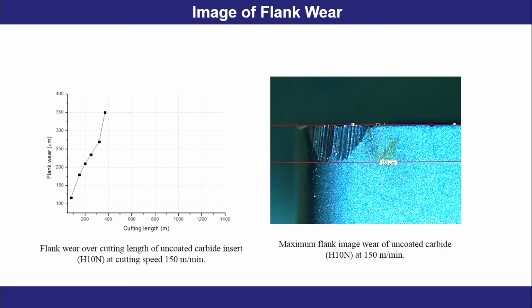Again, this is a microscopic view of a cutting tool. This is a carbide insert, for example H10N carbide, whose cutting speed is 150 millimeter per minute, and this is the flank wear image. You see the initial stage of this. This is an example of experimental results I am showing you.